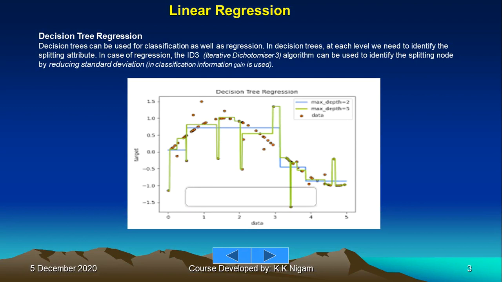Decision tree regression can be used for classification as well as regression. In decision trees, at each level, we need to identify the splitting attributes. In case of regression, the ID3, that is iterative dichotomizer 3 algorithm, can be used to identify the splitting node by reducing standard deviation. In classification, information gain is used.